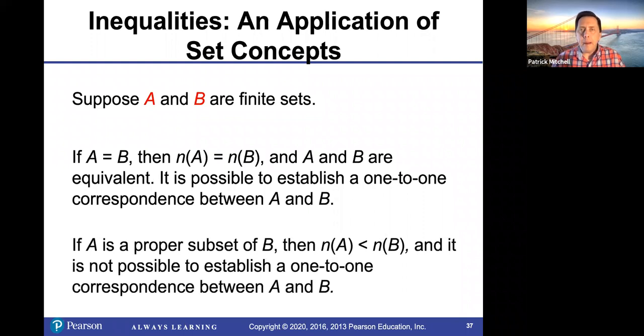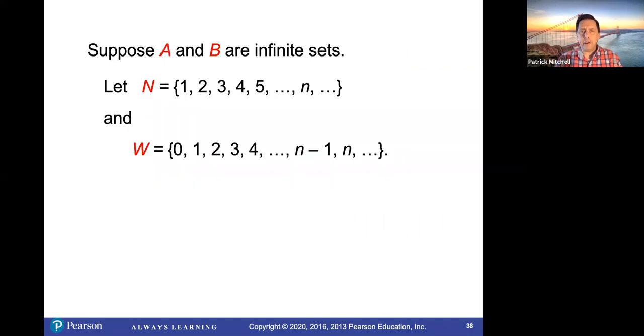If A is a proper subset of B, then the number of elements in A has to be strictly less than the number of elements in B, and it is not possible to establish a one-to-one correspondence between A and B. However, all of that goes out the window when your sets become infinite.